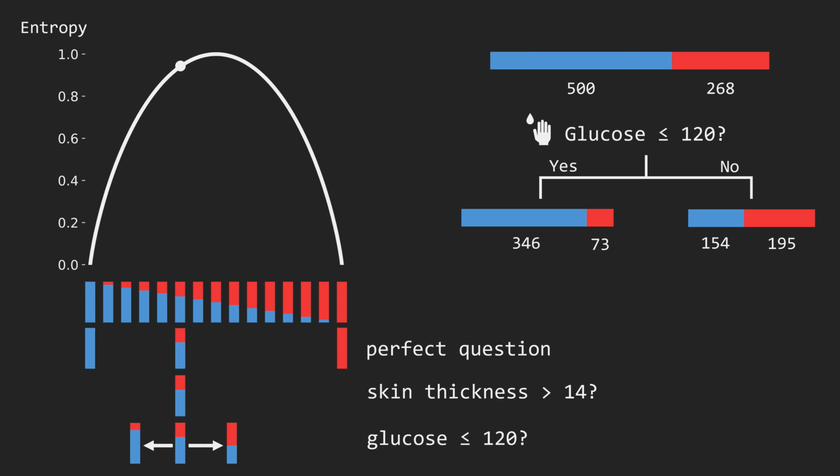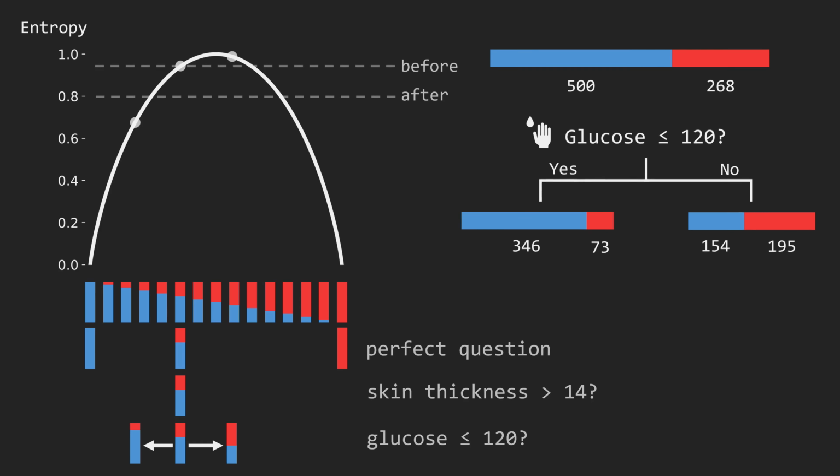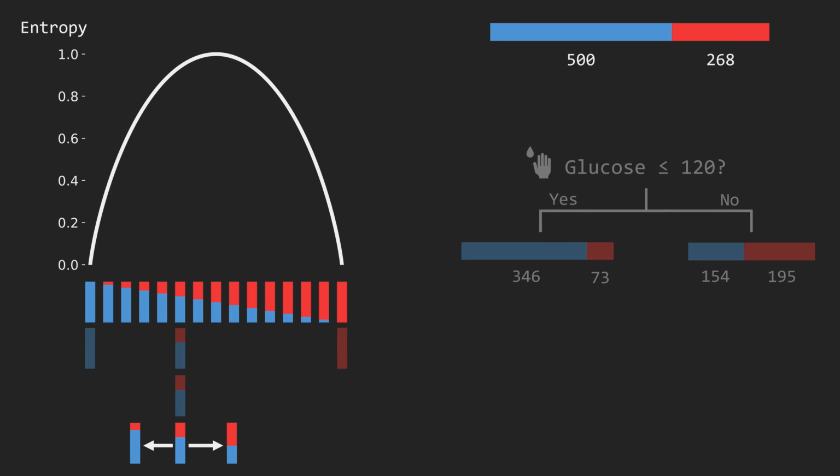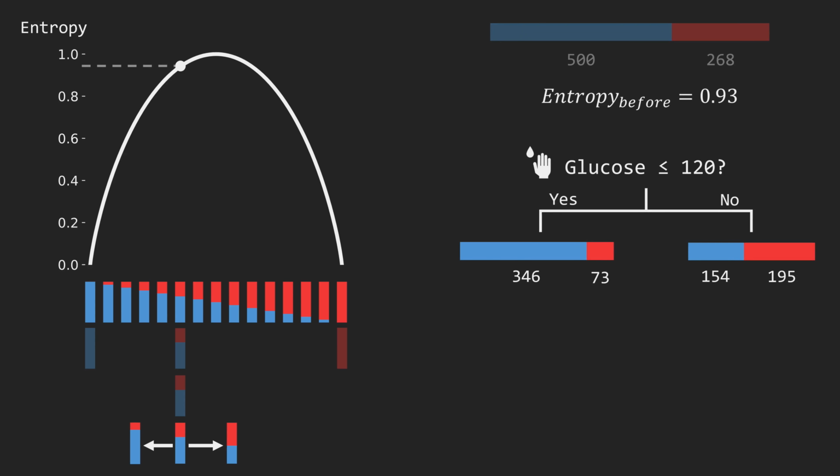We already know the entropy before the split, but what if the entropies after the split differ? Should the combined after entropy be lower, higher, or in between? The solution is weighted entropy. So first we read the entropy before from the plot, and it's 0.93. After the split, one branch has entropy 0.67 and the other 0.99.